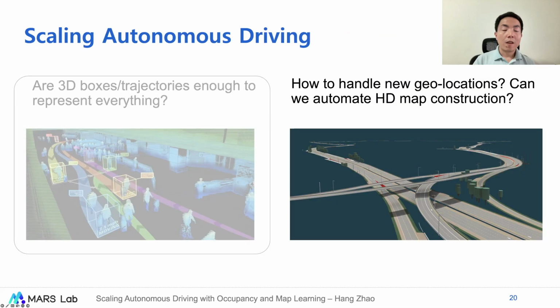Okay, that's about scaling autonomous driving perception. And now let's move to the second question: how to handle new geolocations, and how can we automate high-definition map construction?